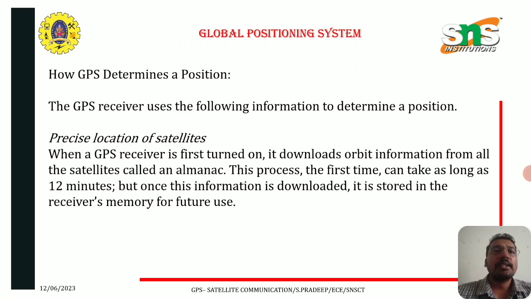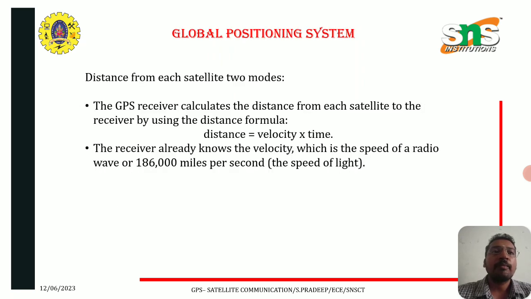How does GPS determine a position? The GPS receiver uses the following information to determine a position. Precise location of satellites. When a GPS receiver is first turned on, it downloads orbit information from all the satellites, called an almanac. This process the first time can take as long as 12 minutes, but once this information is downloaded, it is stored in the receiver's memory for future use.